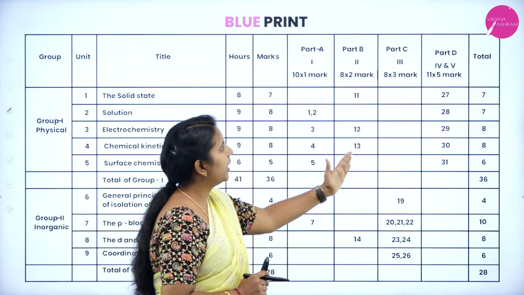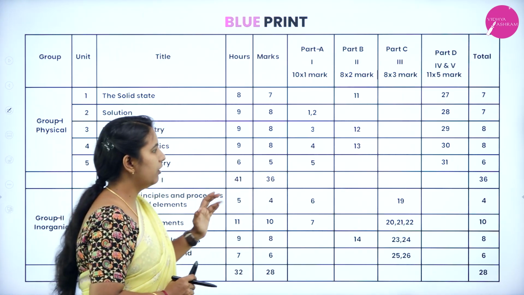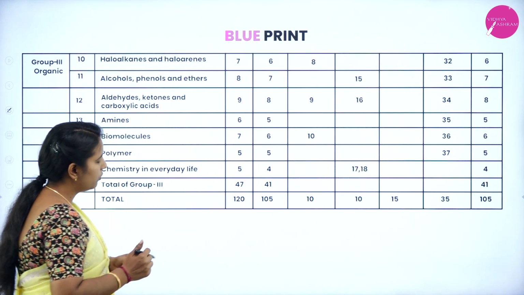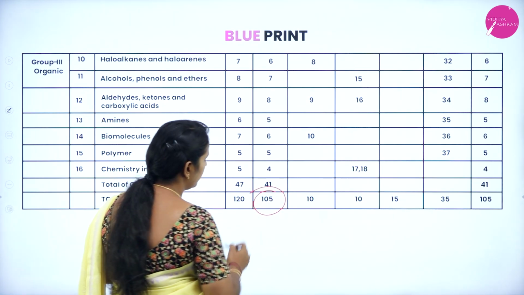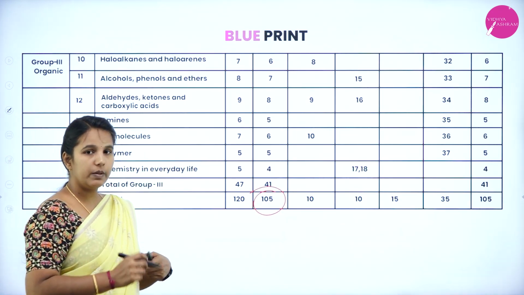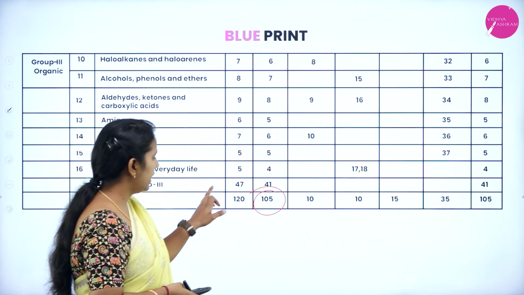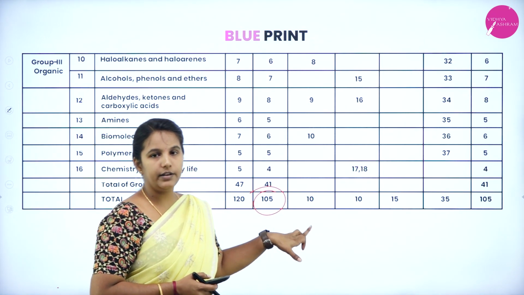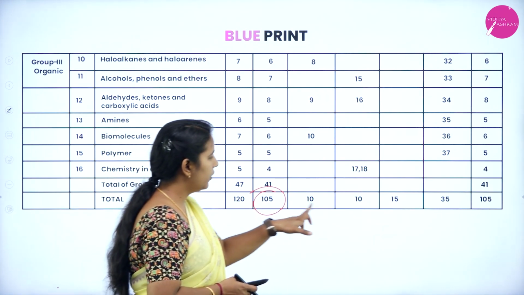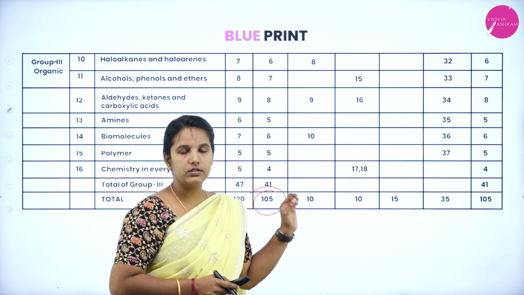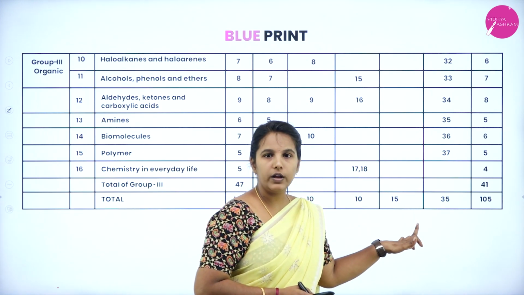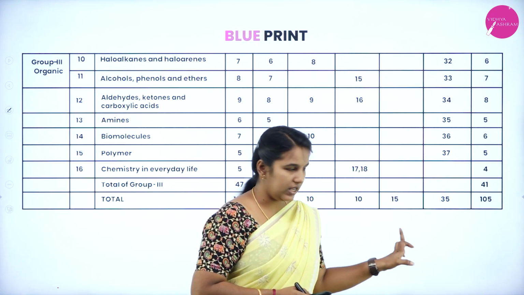With part A, part B, part C and part D, you can see how the marks would be allotted. Totally, the entire question paper will be set for 105 marks, and 120 hours will be given to you. In part A, you are going to attend all the questions for 10 marks. In part B, you are going to write 5 questions which carry 2 marks. In part C, you are going to attend 5 questions which carry 3 marks.